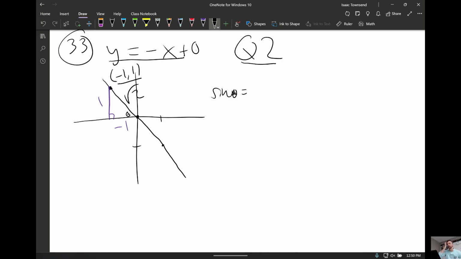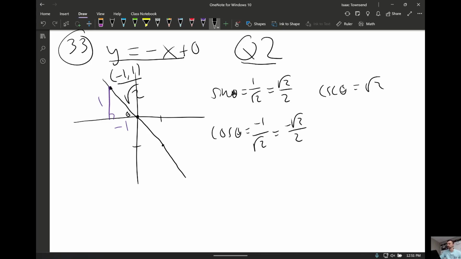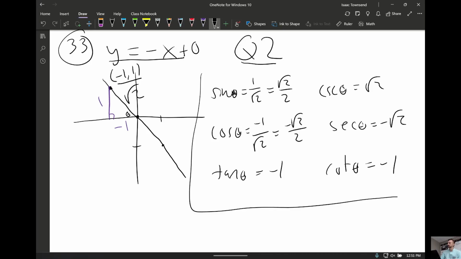So sine could be opposite over hypotenuse, but needs to be rationalized. Cosine is adjacent over hypotenuse, needs to be rationalized. Tangent is opposite over adjacent, and flip it for cotangent. So obviously that comes a little bit easier for me because I practice more of these, but it took me about as long as it took me to write down.